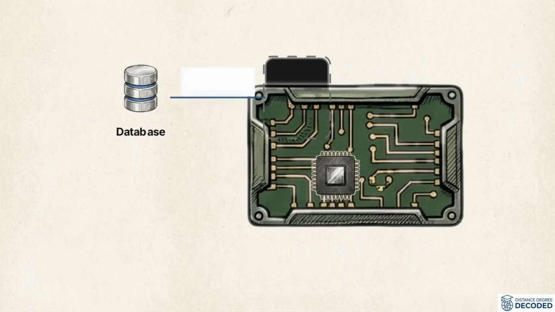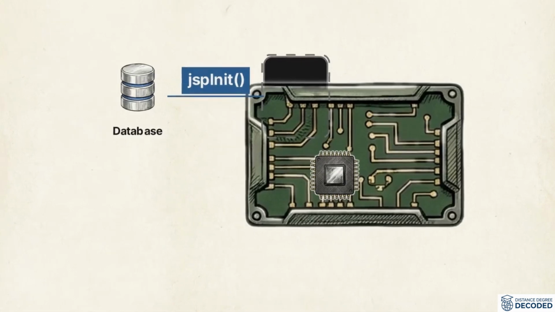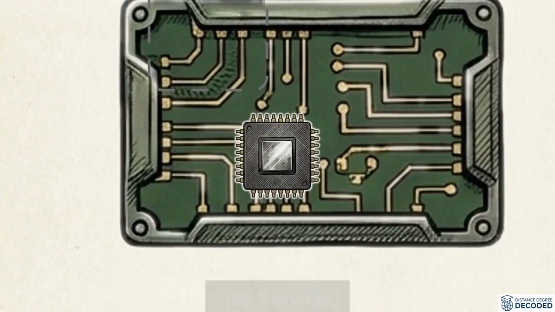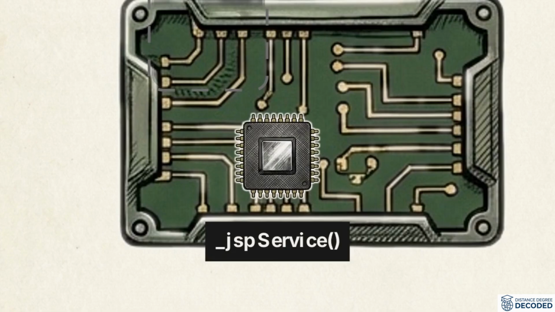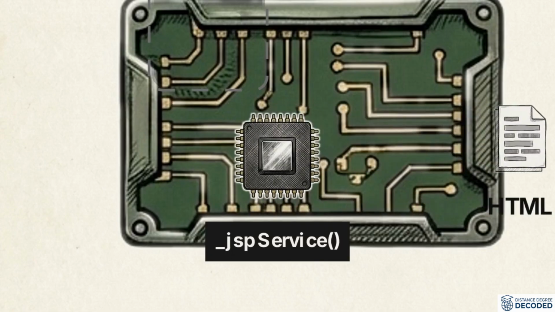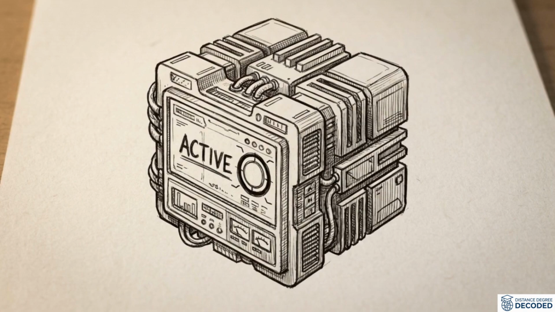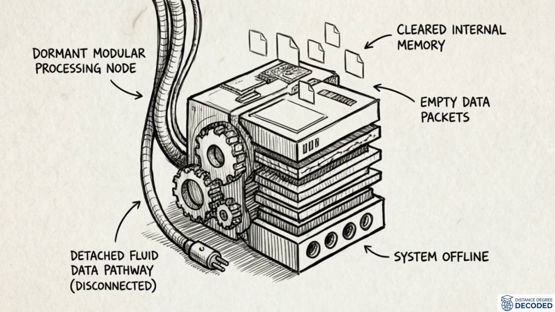Once in memory, the servlet executes an initialization method, JSP init. This runs exactly once to establish base resources, like database connections, that the servlet will need throughout its lifespan. With the environment initialized, the core engine engages. The JSP service method is invoked for every single incoming HTTP request. This specific module processes the data and generates the HTML response for the user. The servlet remains active until the server shuts down or unloads it. When that happens, a final JSP destroy method triggers, releasing open files and clearing the memory pool.